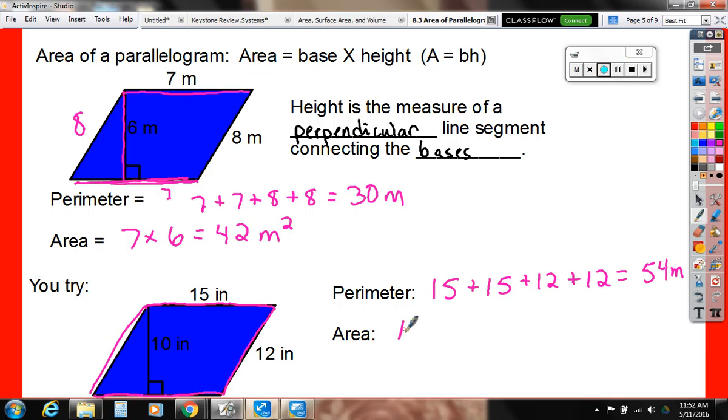Dalton, what do I get when I multiply 15 times 10? 150 square inches. Good. Oh, we need to change this too. This says meters. Should be inches.